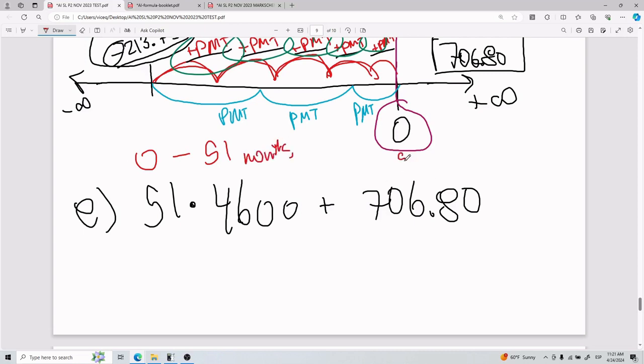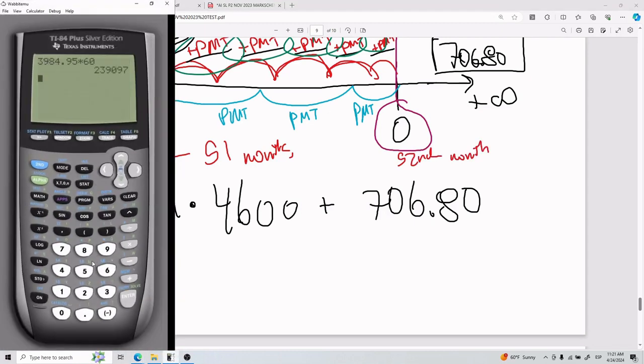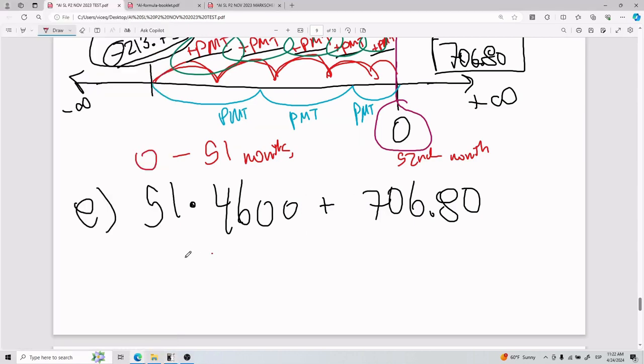And over here is the 52nd month, okay? So if he pays like this, he ends up with 51 times 4,600 plus 706.8. So this gives me that number, 23,5306.80. So this is the amount that our good old friend Ruben would pay if he decides.